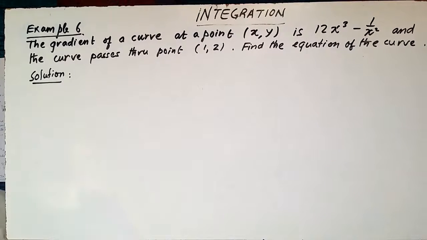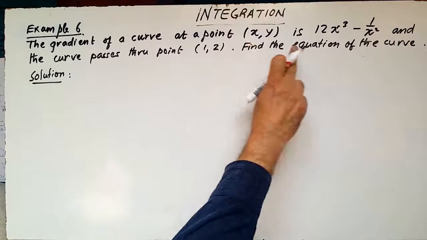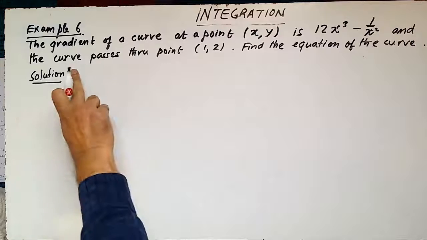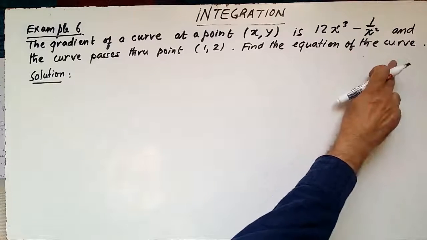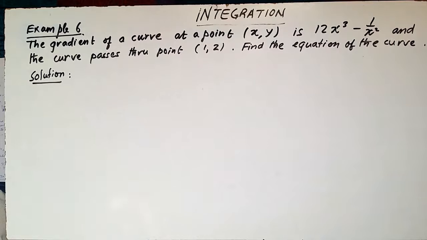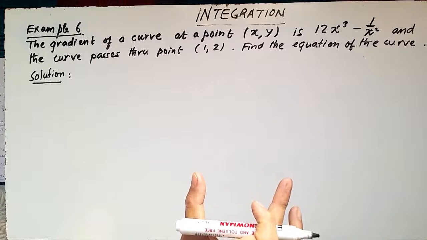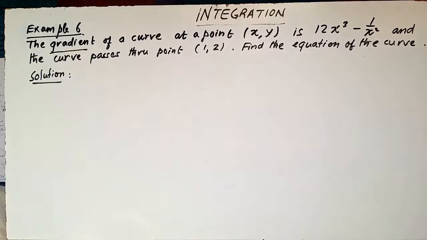Okay, let's take now example 6. The gradient of a curve at a point (x, y) is 12x cubed minus 1 upon x squared, and this curve passes through the point (1, 2). We have to find the equation of the curve. So we have to find what? y as a function of x. We will get some expression in x, but we don't know that expression. But we have been given the gradient of that curve.